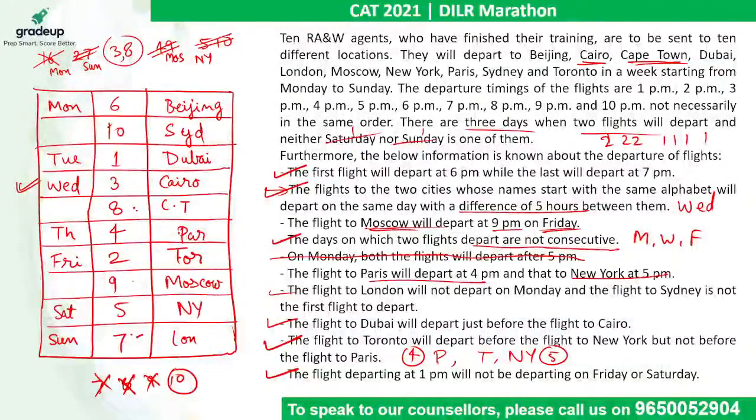So Aniket, I have mentioned here, please see these. I have written the reasons also. 1 and 6 not possible because 6 is Monday. 2 and 7 not possible because 7 is on Sunday. 4 and 9 not possible because 9 is Moscow. 5 and 10 not possible because 5 is New York. That is why the only possibility was 3 and 8. Okay, is it clear?